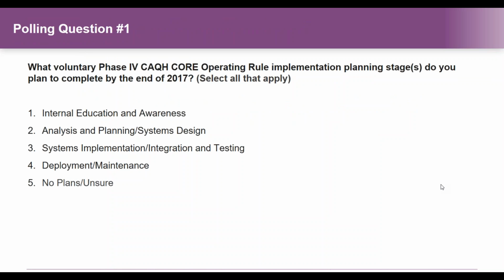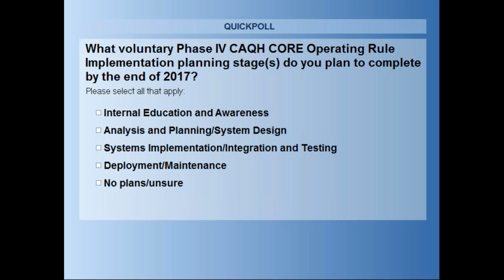This brings us to our first of two polling questions that we have for you today. And this question asks, what voluntary Phase 4 CAQH CORE operating rule implementation planning stage or stages do you plan to complete by the end of next year? And what will happen is I will launch this poll here, and you will see a box up here on your screen where you can answer one or many of these responses, and we'll just pause for a brief second or two for everyone to respond, and then I'll share the results and might ask for some commentary.